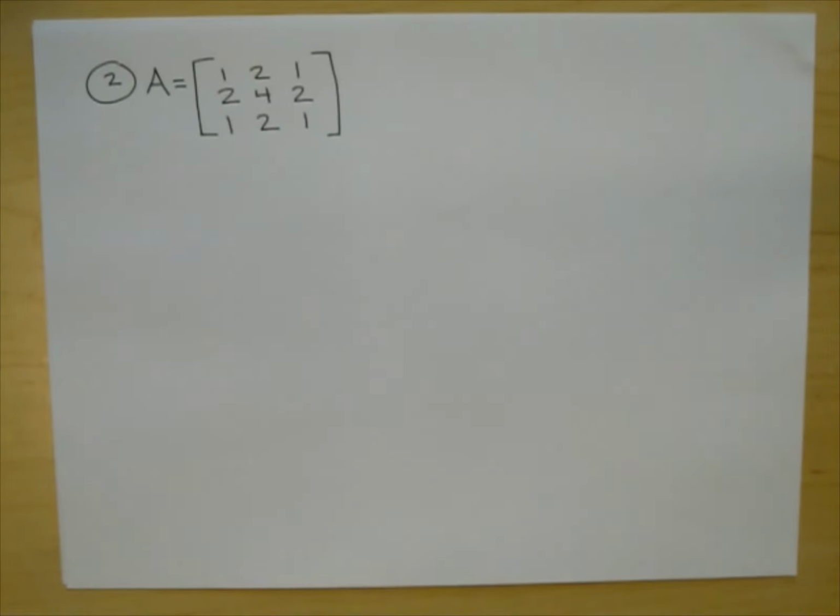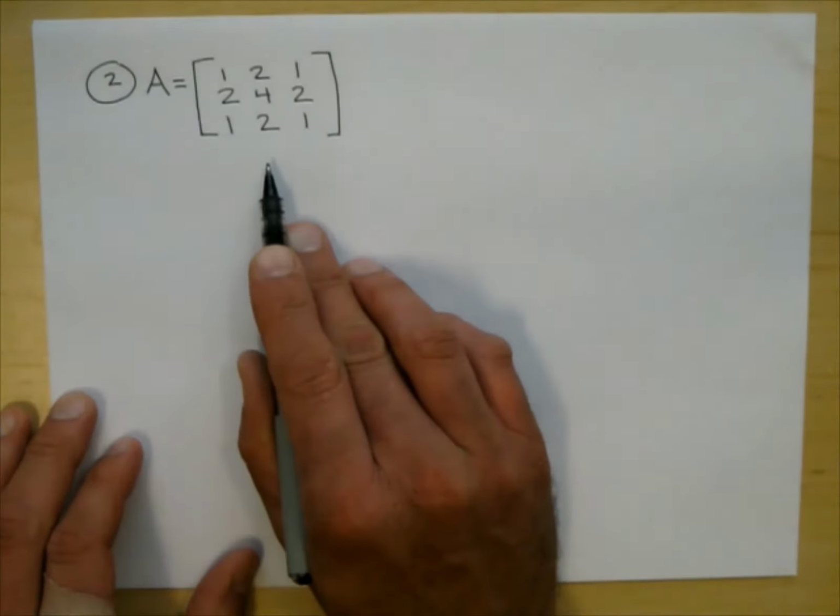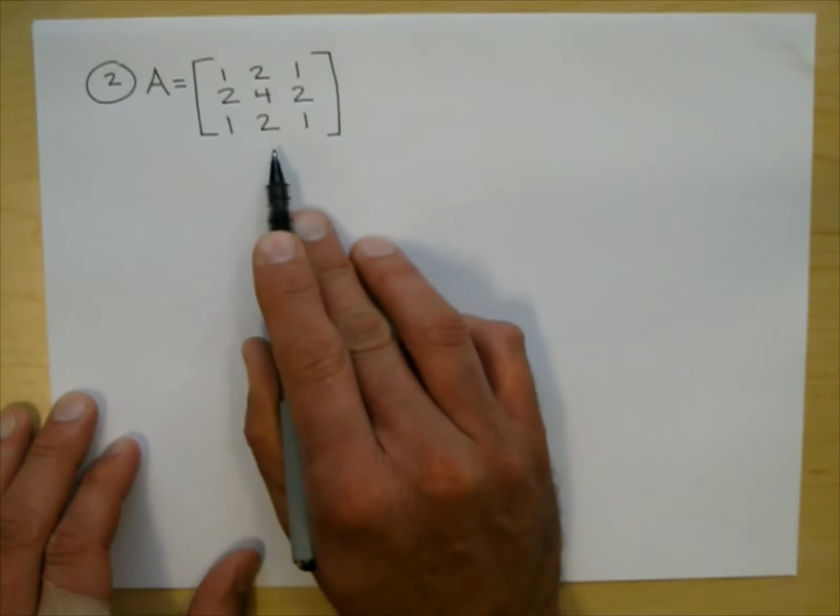Okay, so this is example number 2. With example number 2, we have a 3 by 3 matrix, and what we're really going to get at on this 3 by 3 matrix is we're going to figure out the eigenvalue eigenvector pairs. Okay, what do you notice about this 3 by 3 matrix? There's some special property here.